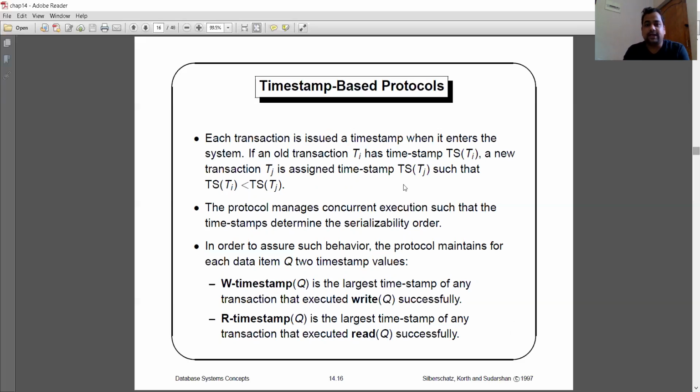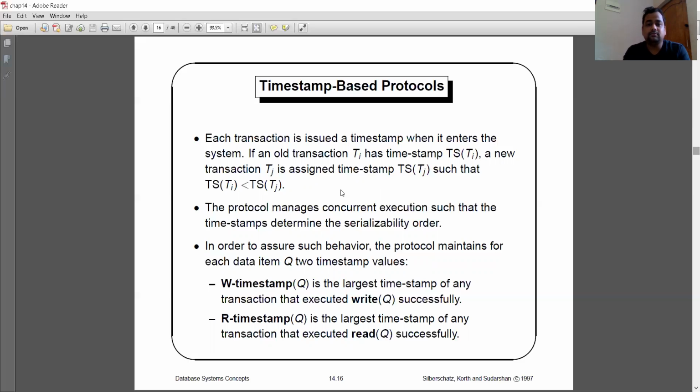Now the question is, what is the timestamp-based protocol? To understand it we have to know what a timestamp is. The relative waiting time for a transaction to be executed is called a timestamp. The waiting time of any transaction is called the timestamp of that transaction. So each transaction is issued a timestamp when it enters the system. That means when the system has to execute the transactions, it gives a timestamp according to the entry point of those transactions.